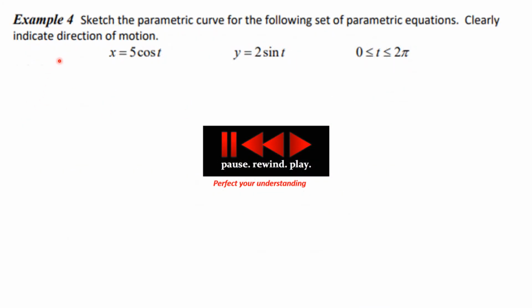Let's do another problem. Sketch the parametric curve for the following set of parametric equations and clearly indicate the direction of motion. So we have x, it could have been x of t, is equal to 5 cosine t. y, could have been y of t, is equal to 2 sine t, and t ranges from 0 to 2 pi inclusive. You know what to do.